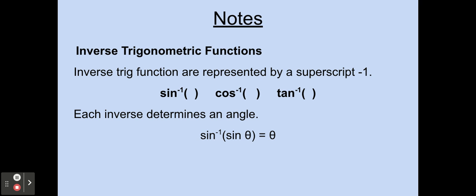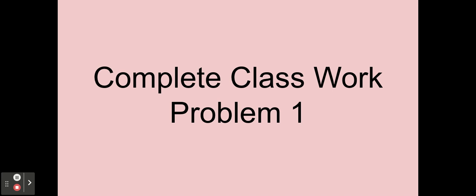If I take the inverse of both sides, so if I inverse this, I will get theta. Same thing, if I inverse cosine of cosine, I will get theta, and inverse tan of tan, I will get theta. If you take the inverse of itself, they negate each other, and you're left with just that input. So you want to stop this and do classwork problem 1.